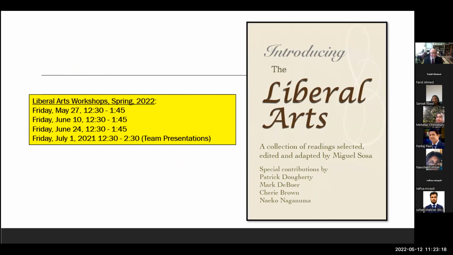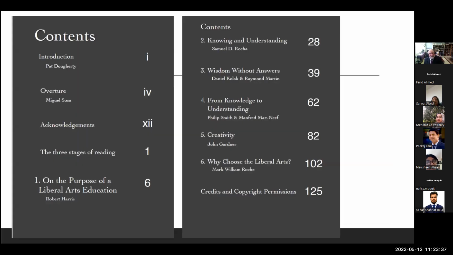And then we would have, and we have, I'm showing you actually this spring schedule. So May 27th, we'll have a workshop, June 10th, June 24th, and July 1st, we're gonna have team presentations. So they're basically 4 meetings, with the last one being something of an assessment. And these are the contents of the textbook that we developed.